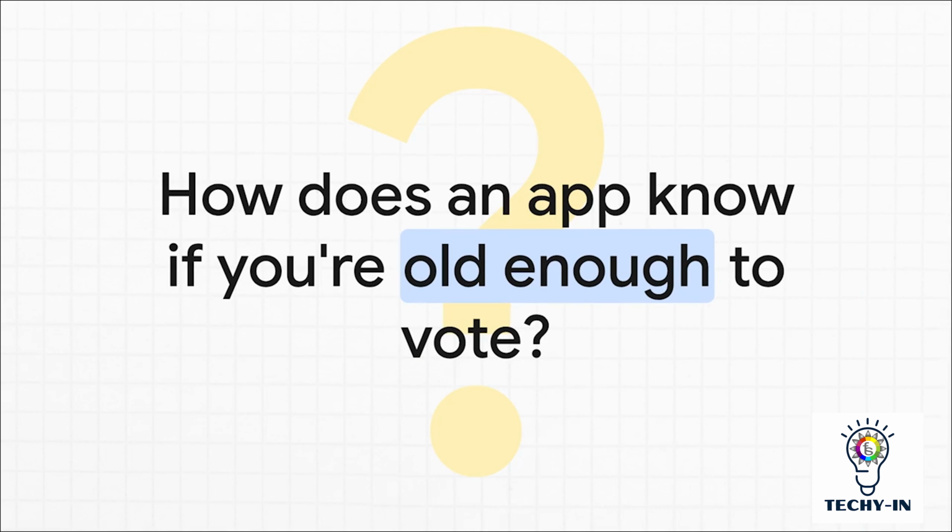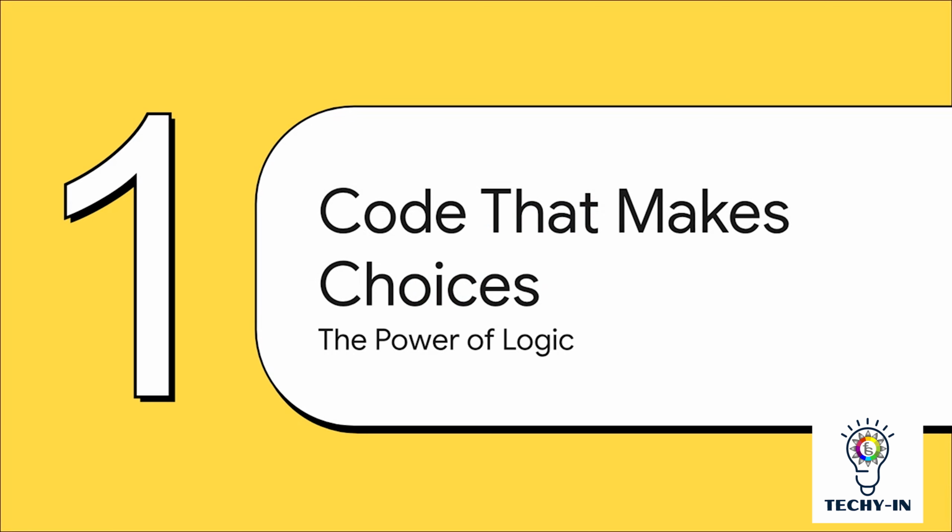I mean, think about it for a second. When an app asks for your birthday, what's really happening behind the scenes? How does it decide to show you one screen if you're over 18 and a totally different one if you're not? This is the exact kind of problem that conditional logic was born to solve. And at the heart of all this decision-making is just a few simple keywords.